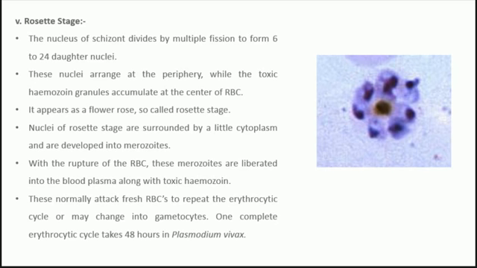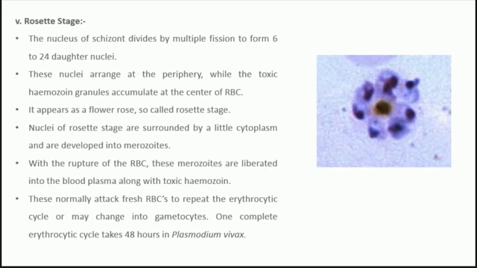So the nuclei are surrounded by little cytoplasm. Remember, within the RBC a number of nuclei are present, and at the rosette stage, what is happening? The hemoglobin granule is present at the center, and around it many nuclei are observed with little cytoplasm. The cell hasn't separated yet.